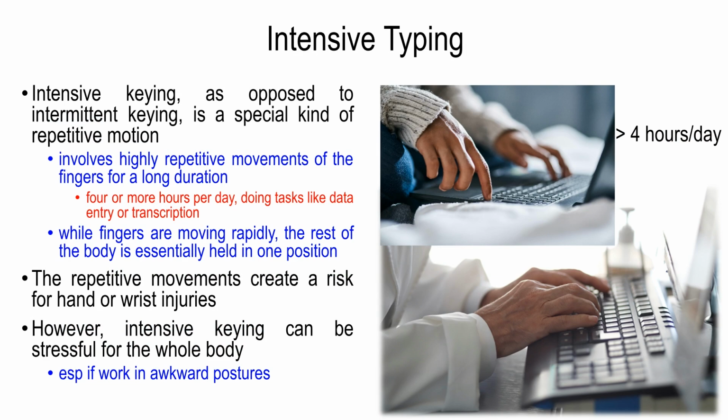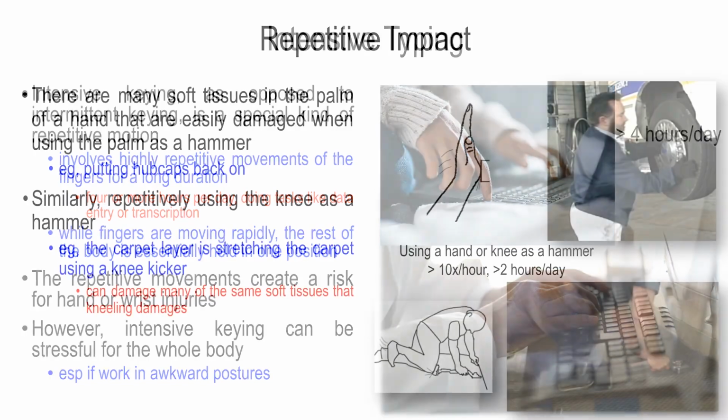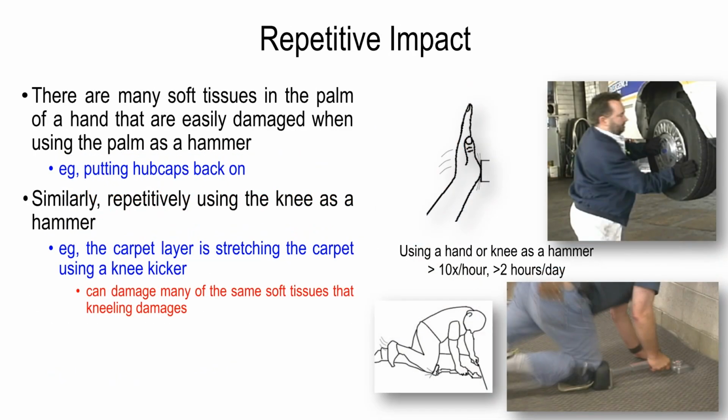Intensive typing, such as data entry for 4 or more hours daily, is a specific highly repetitive motion. It involves rapid finger movements while the rest of the body is often static. These repetitive movements pose a risk for hand or wrist injuries and can stress the whole body, especially in awkward postures. Repetitive impact can damage soft tissues, for example, using the palm as a hammer, like when putting on hubcaps.